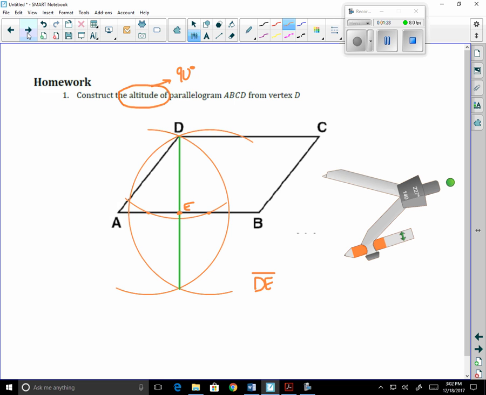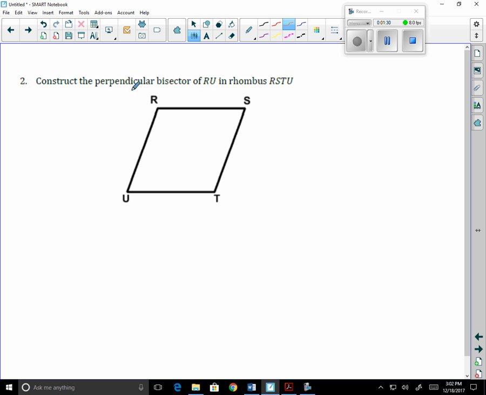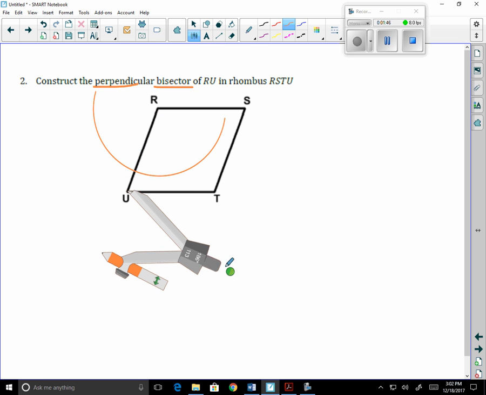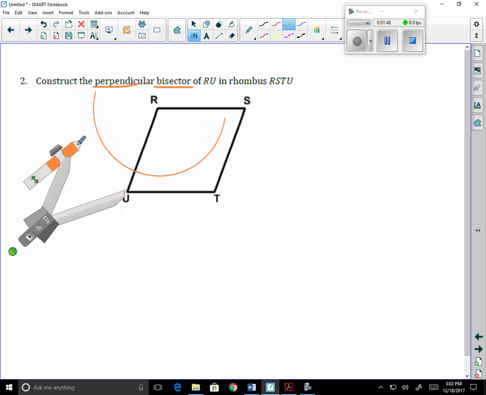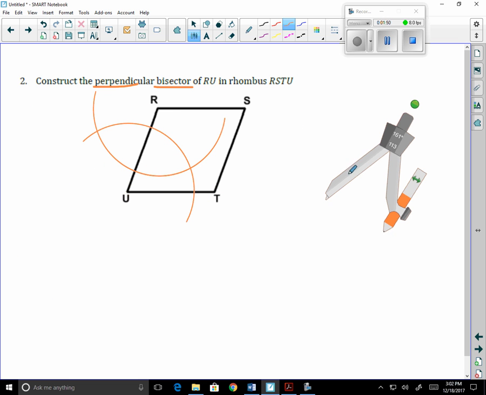Let's take a look at number 2. Number 2 asks us to find the perpendicular bisector. For the perpendicular bisector, we're going to start by opening up our compass so it's more than half the distance from R to U. Make 2 semicircles, one from R and one from U. Where those 2 circles intersect is the perpendicular bisector.